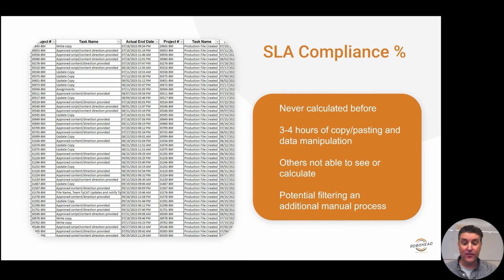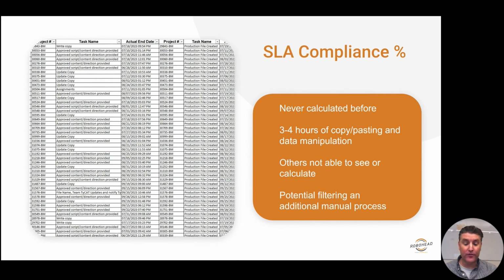At first, it took several hours to manipulate RoboHead reports in Excel to be able to calculate this. Plus, this would be something others could not determine themselves and would have to take my word for it. And being able to analyze any subset of the data, such as a certain team or project type, would require an additional hours-long report to compile. So we considered, how can we automate this?